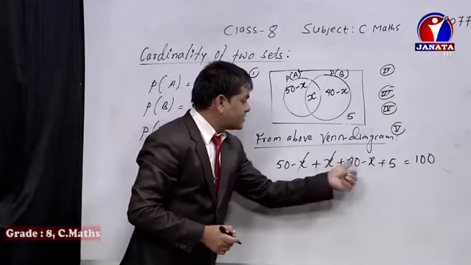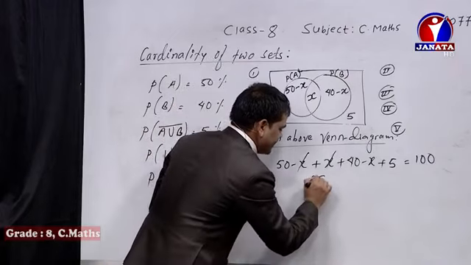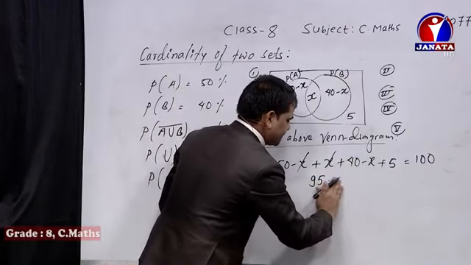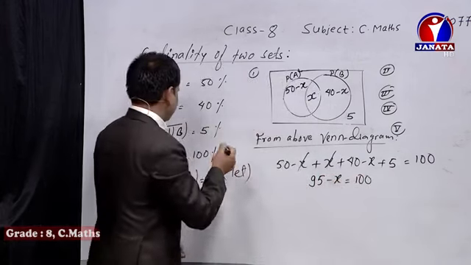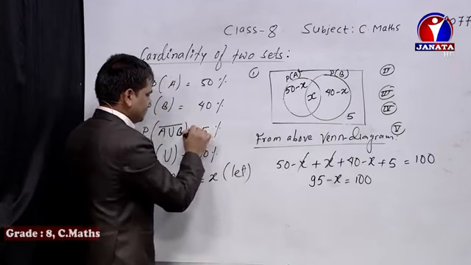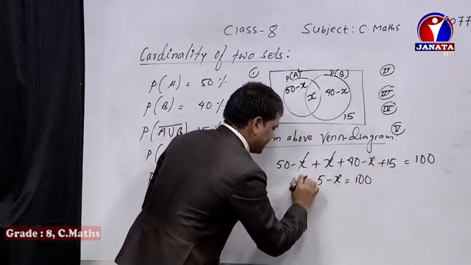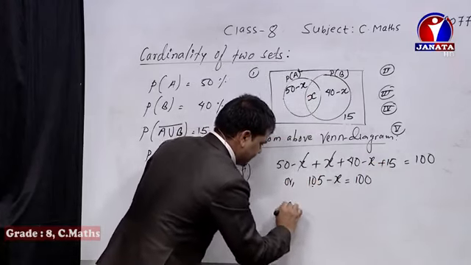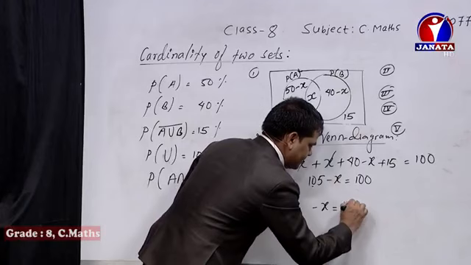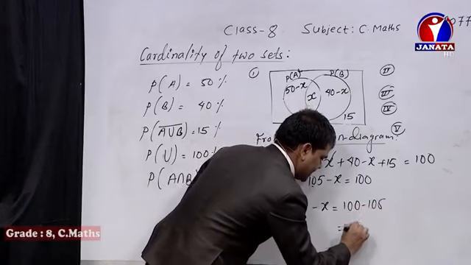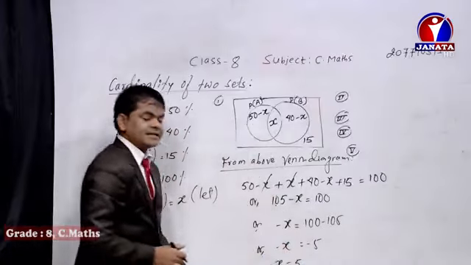Now let's add all together, dear friends. 50 plus 40 is 90, 90 plus 5 is 95. So 95 plus or minus x equals 100. Not 5, 15. Let's make it 15, dear friends. Then what will it be? 105. Okay, now taking 105 to that side, minus x equals 100 minus 105, which equals minus 5. This side minus x, now cancelling the minus from both sides, the value came as 5.